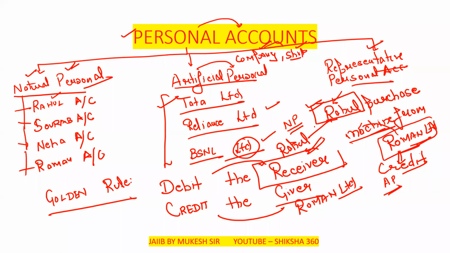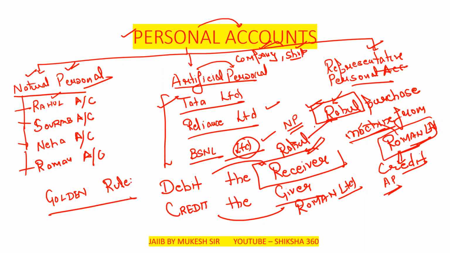Please tell me if you have any doubt or query regarding the personal account. Hope it is clear to all of you. And what is the golden rule? Debit the receiver and credit the giver. Please remember this, as it helps you answer all the questions.